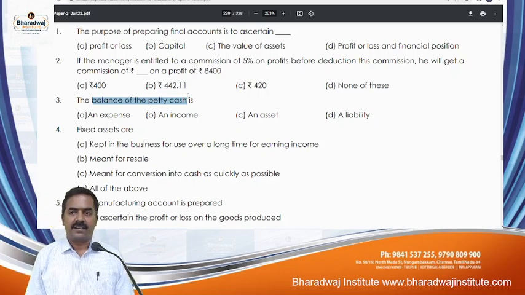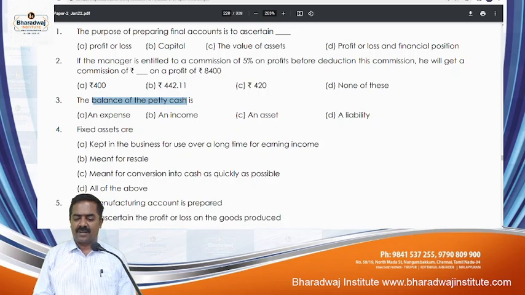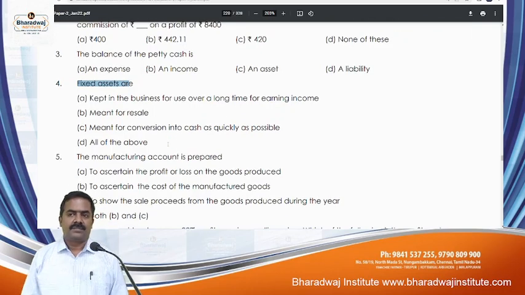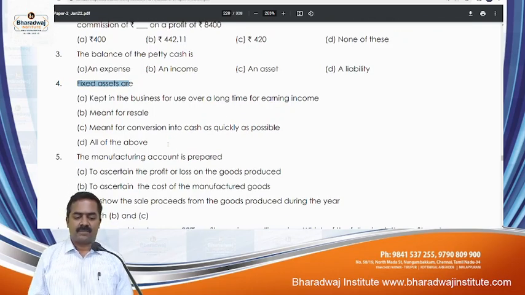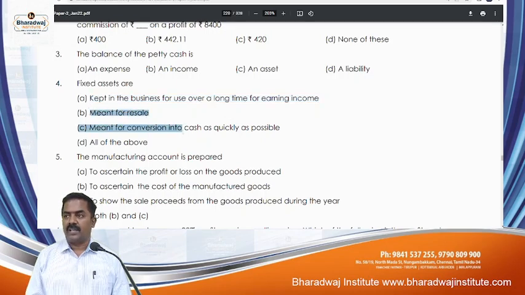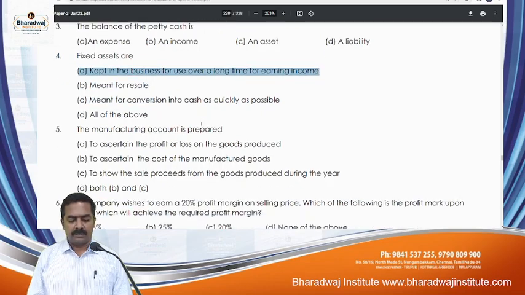The balance in petty cash is the unspent balance. Balance means unspent balance. Unspent balance of any asset, cash or bank, it is which one? Asset. Fixed assets are, what do you keep fixed assets for? Okay. Yes. And you have to check the other options also. Is it meant for resale? No. Is it quickly convertible into cash? No. So the answer cannot be all the above. Answer is what? A.